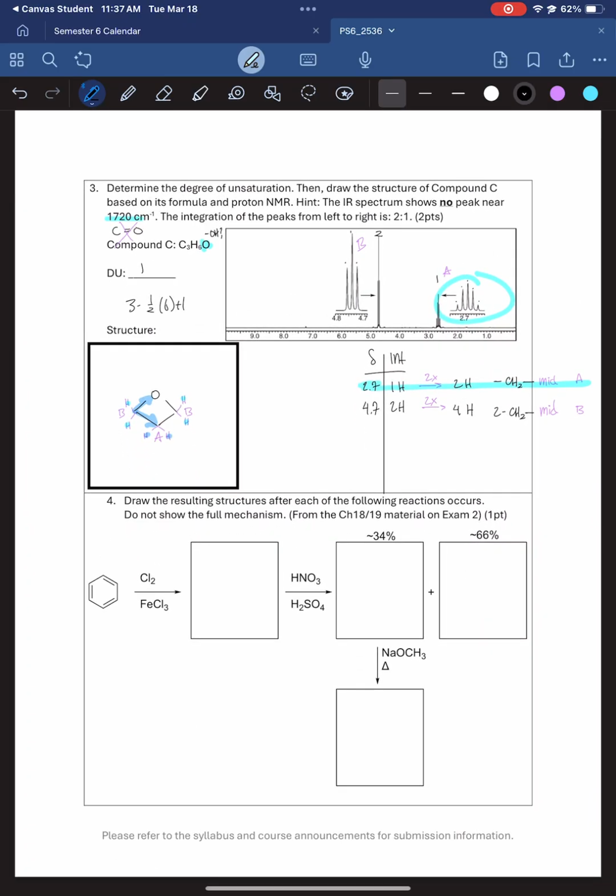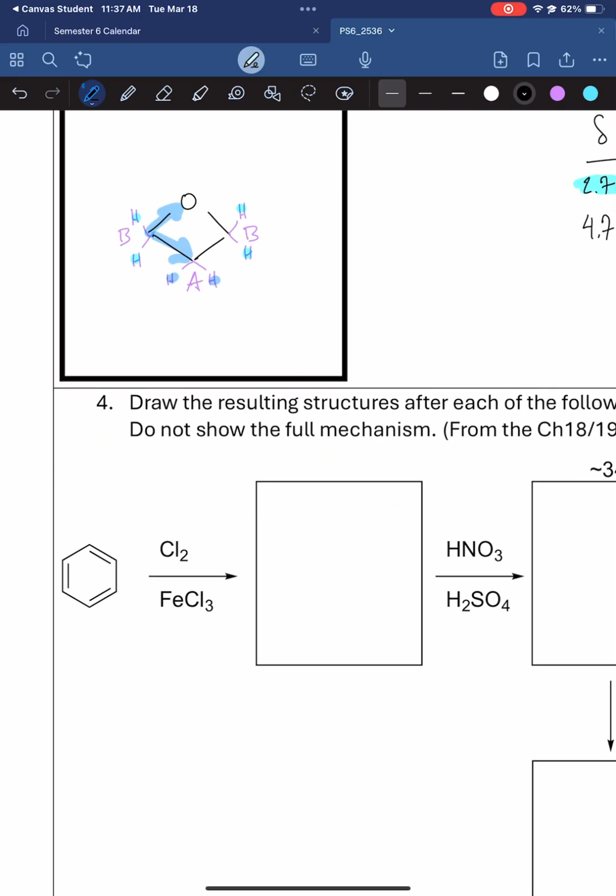So let's look at question number 4 now. This goes back all the way from exam 1, but this is still extremely relevant. So we have a benzene, and we're going to chlorinate it. And this is very simple. We're just going to add a chlorine here on our benzene. And now it's important to remember that our benzene has a chlorine on it, and we need to add HNO3 and H2SO4. And it's important to know that chlorine is going to be an ortho-para director.